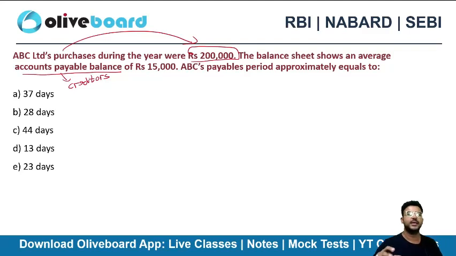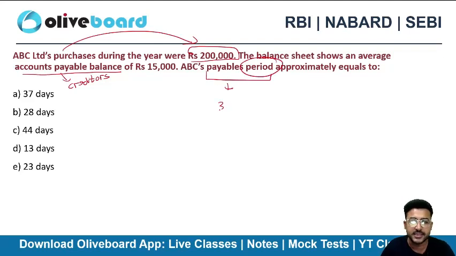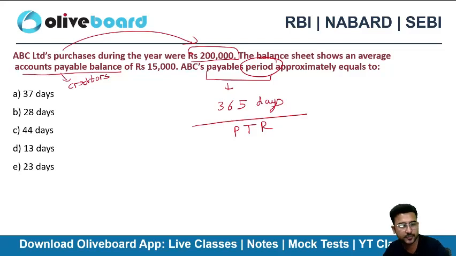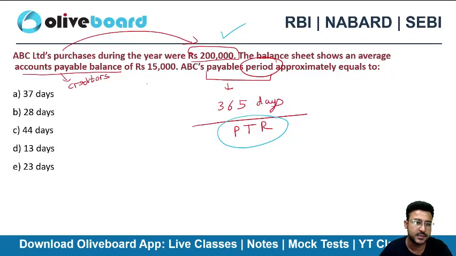You need to calculate ABC's payable period. Now what is payable period? It is 365 days divided by your payable turnover ratio or your creditor turnover ratio. I don't know my payable turnover ratio. We can calculate it. They have given you the purchases. They have given me the average accounts payable as well. So what is payable turnover ratio? Credit purchases 2 lakh divided by average accounts payable 15,000.